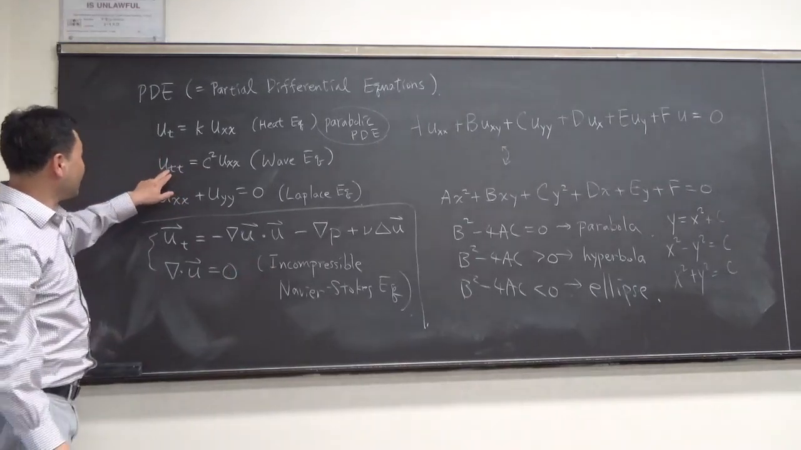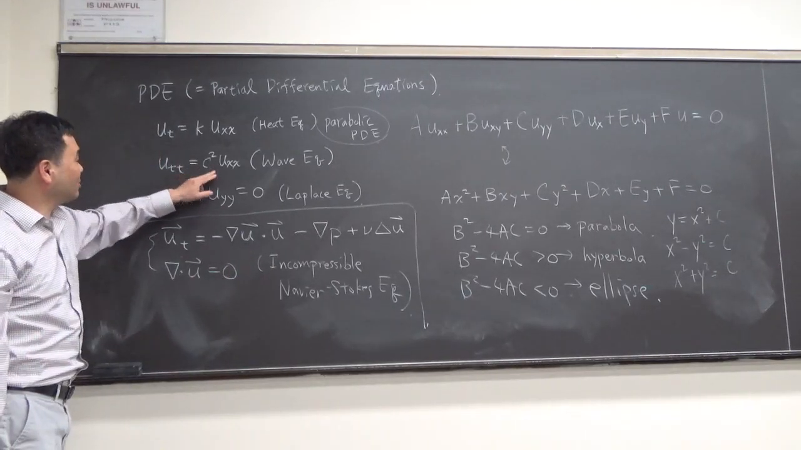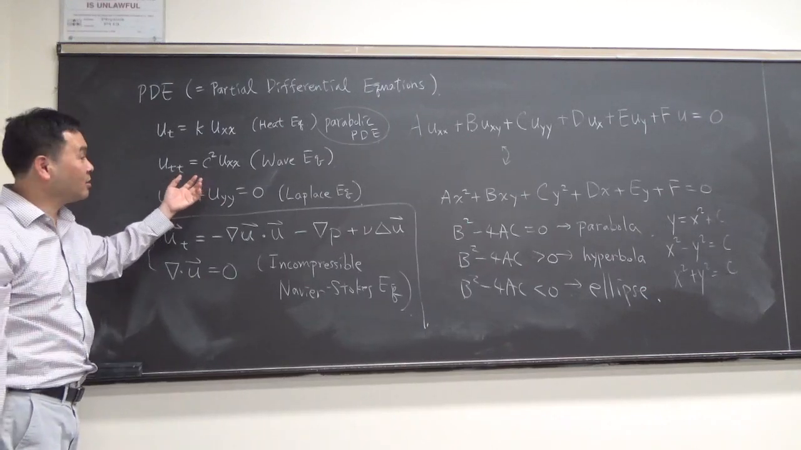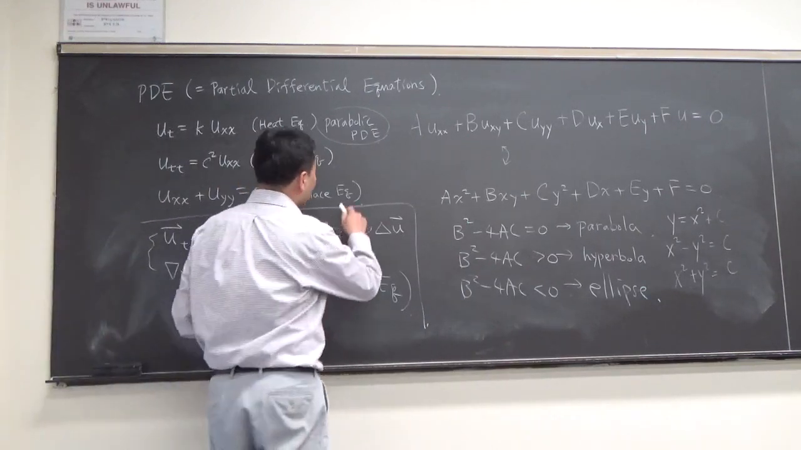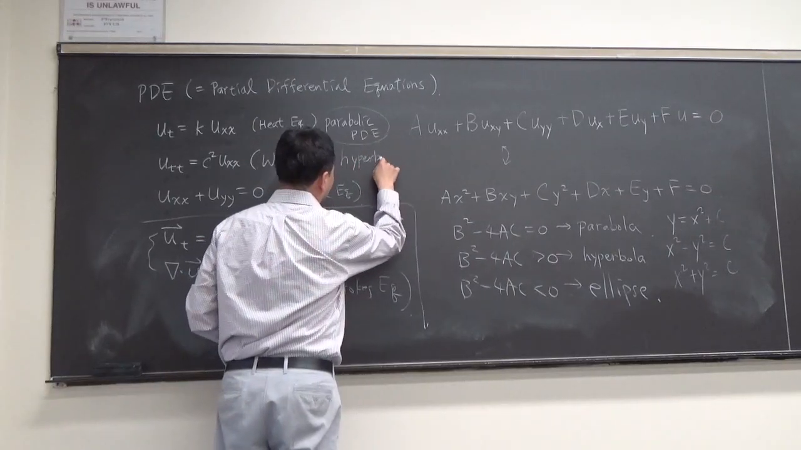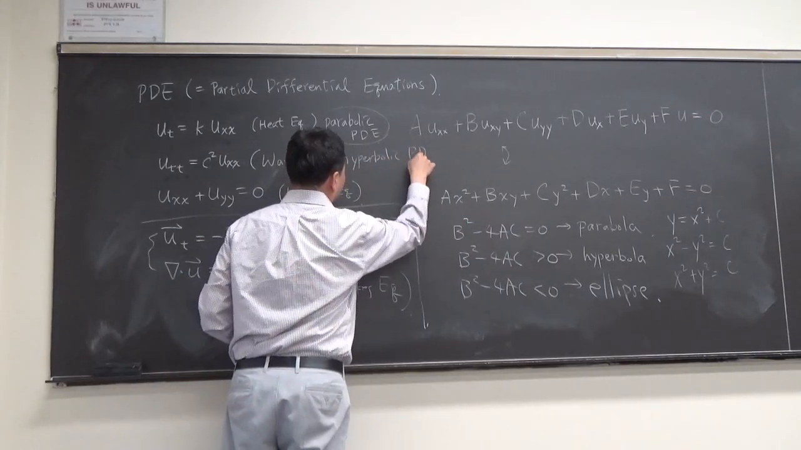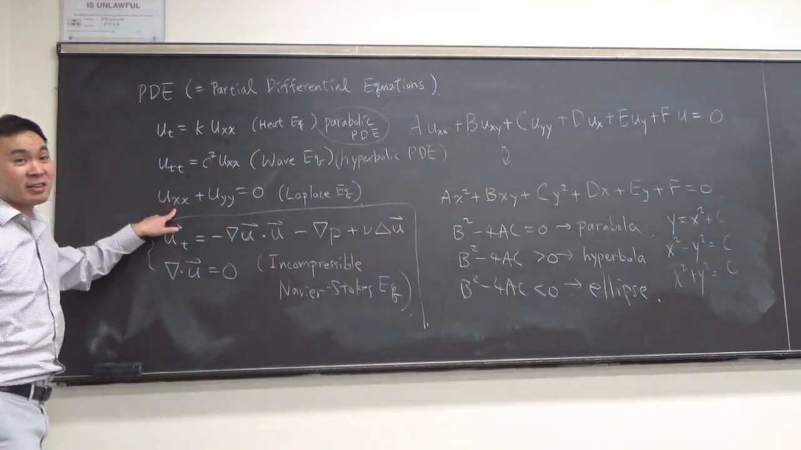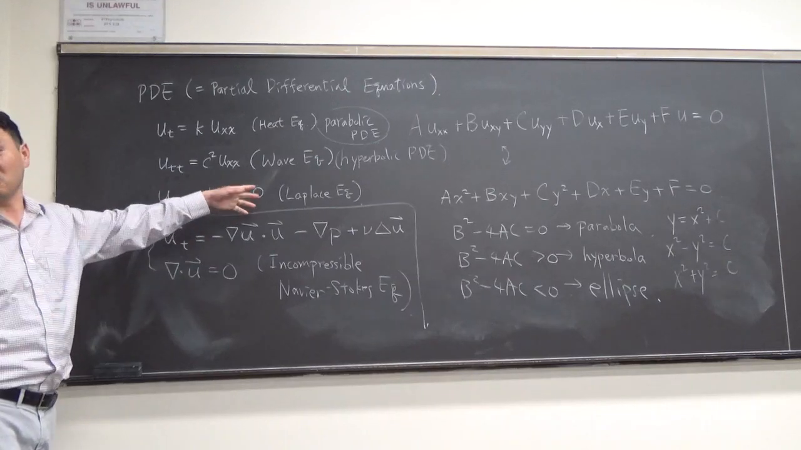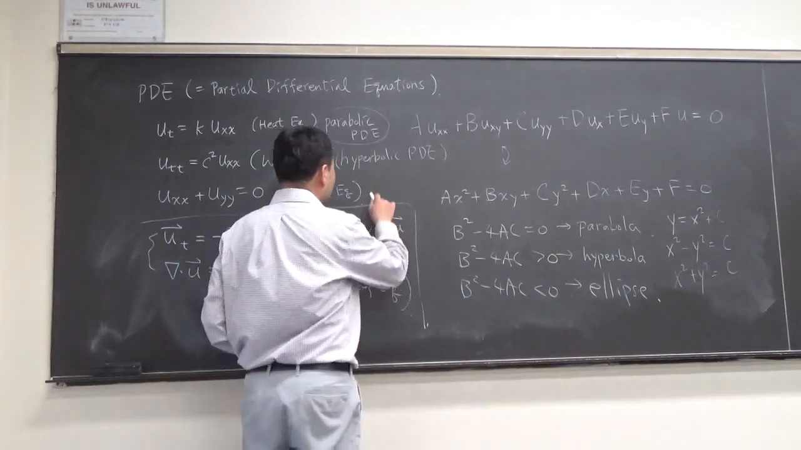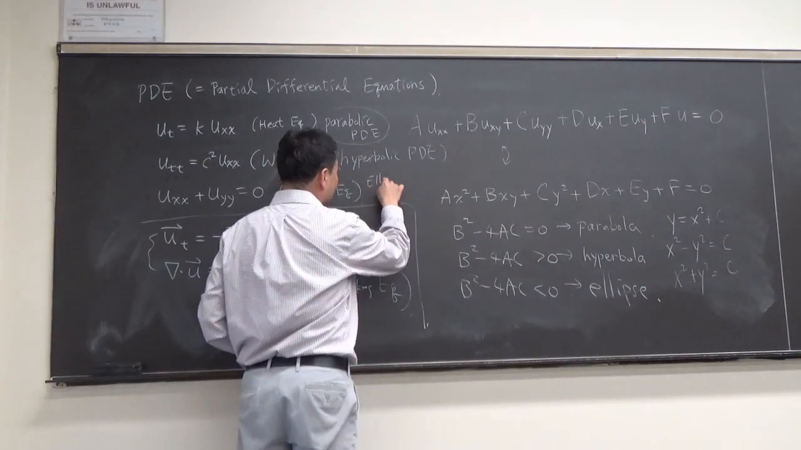And this one is like x squared minus, if you move this to the other side, x squared minus c squared y squared. So this one is called the hyperbolic. And then this is like x squared plus y squared equals some constant. That's like a circle, right? So it's an ellipse in general. So this is called an elliptic PDE.